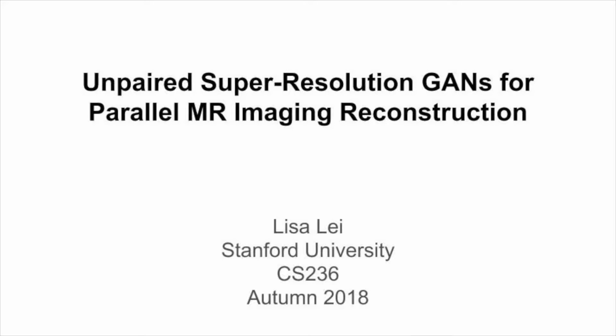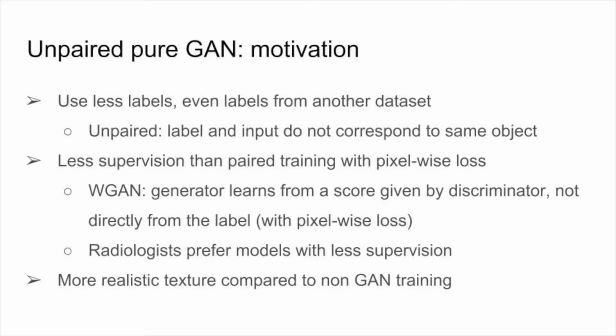Our work for this course is an unpaired GAN model for MRI reconstruction with parallel imaging data. Existing works for general super-resolution tasks are all paired because it's hard to generate highly accurate images without pixel-wise or perception loss. Unpaired input and label for training is only possible with pure GAN loss. The reduced supervision makes our approach challenging, but it's preferred by radiologists and useful in the cases where we have limited or no labels for certain datasets.